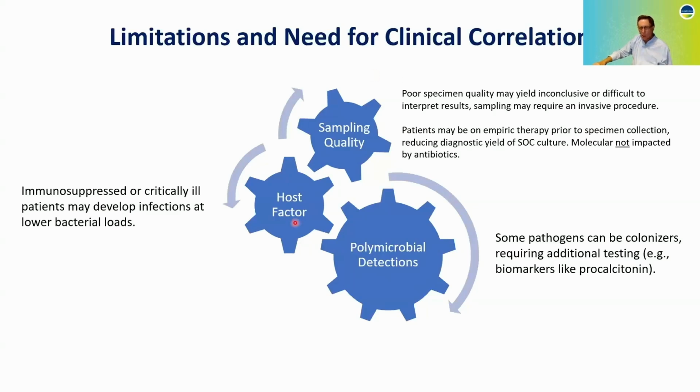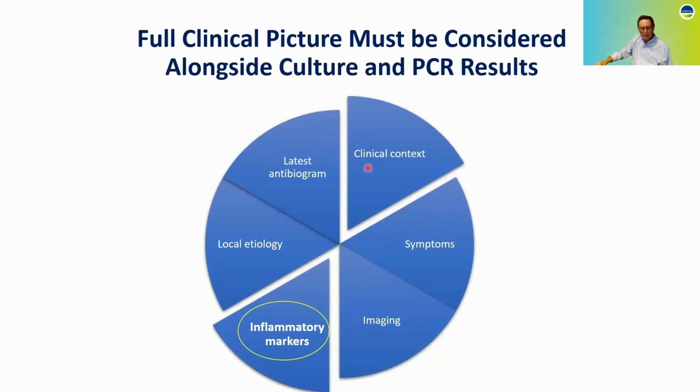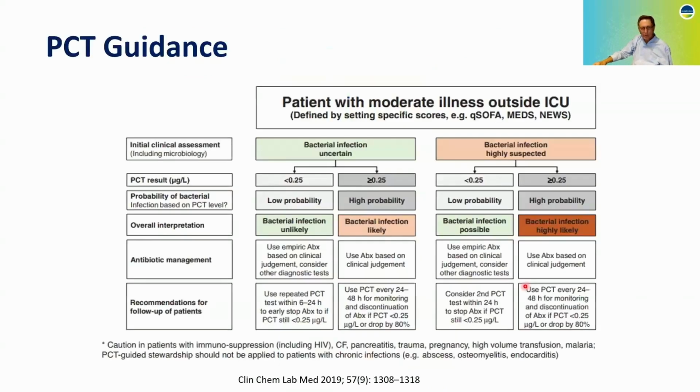We've already talked about this, understanding standard of care: the molecular studies are not impacted by antibiotics, but the typical bacterial panels are, and immunosuppressed or critically ill patients may develop infections with lower bacterial loads. Again, you still have to use your clinical judgment. Lastly, can we implement not just the imaging, the clinical context, the symptoms, what our latest antibiogram is, what the local pathogens are, with the molecular, can we look at inflammatory markers such as procalcitonin level?